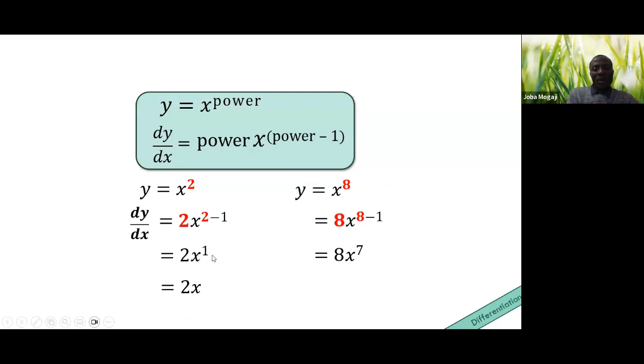Any number raised to the power of 1 is that number by itself, meaning that s to the power of 1 is equal to s. So by differentiating y equals s squared, now you have the value to be 2s.